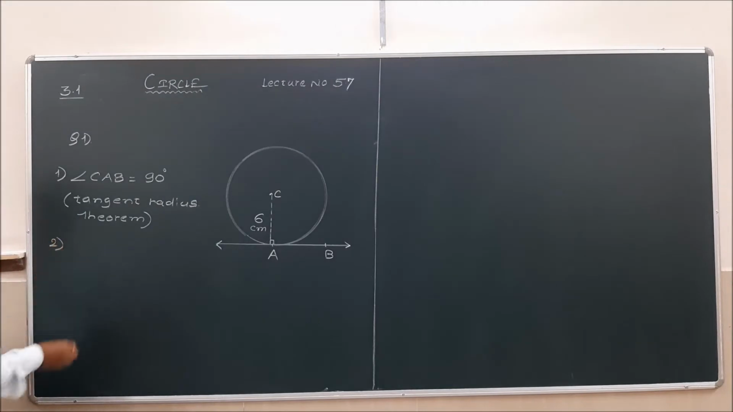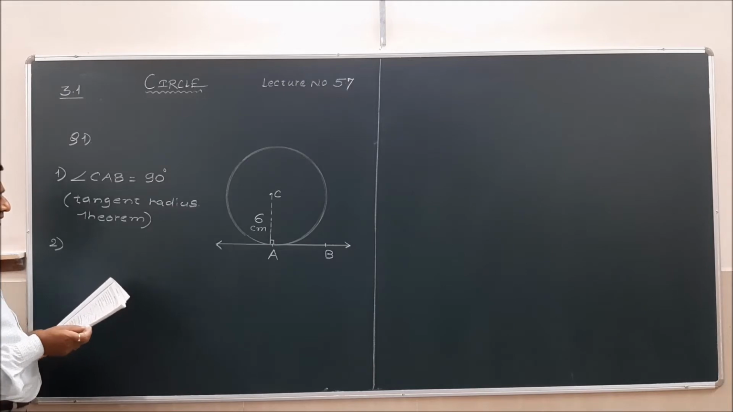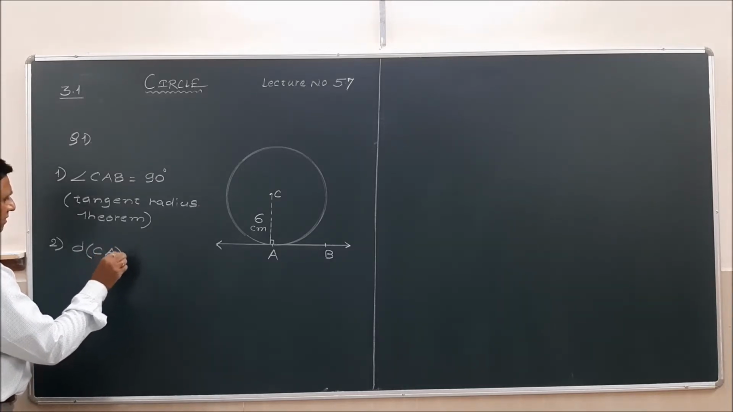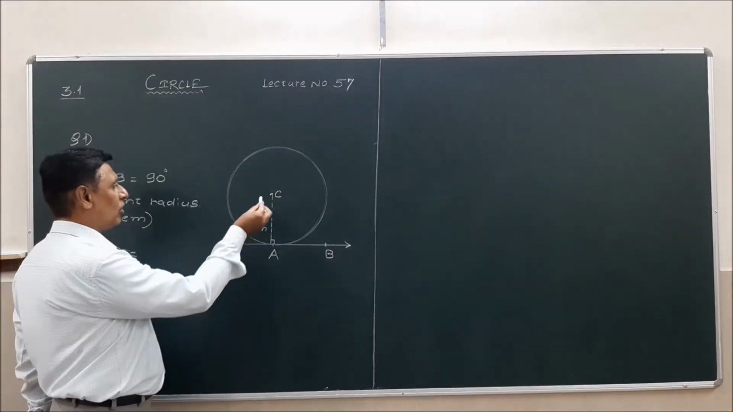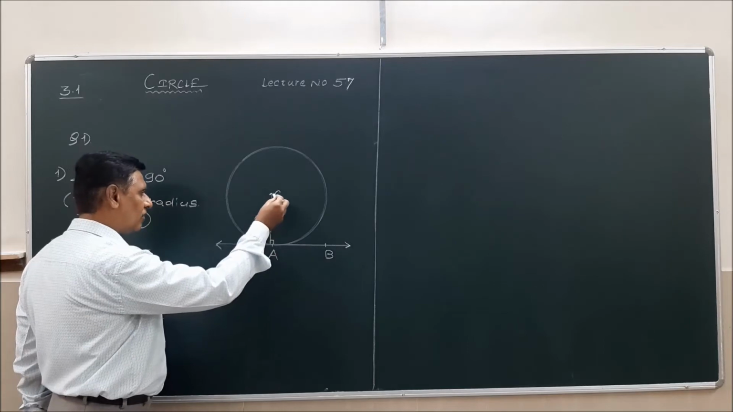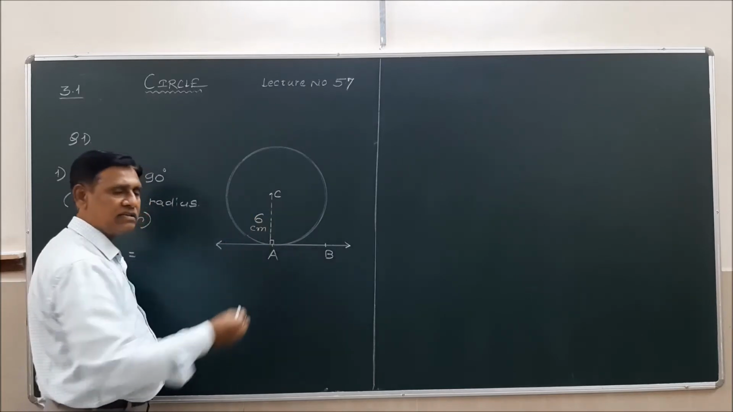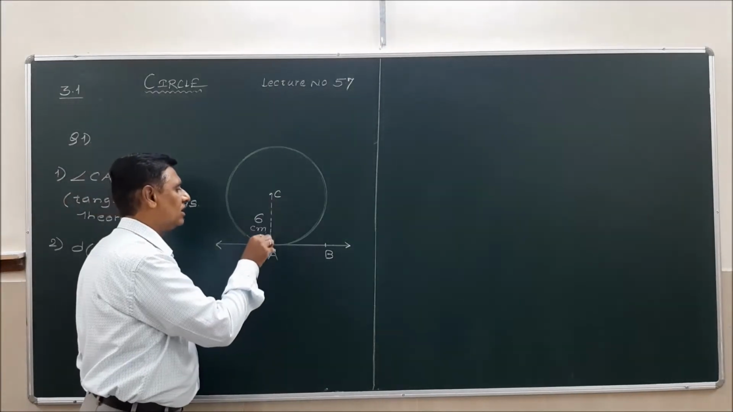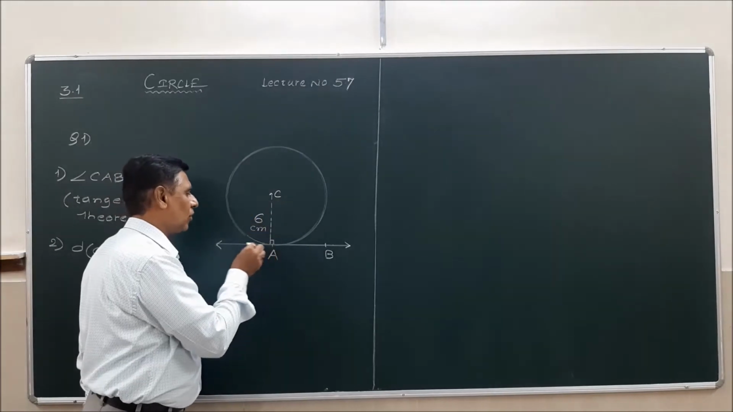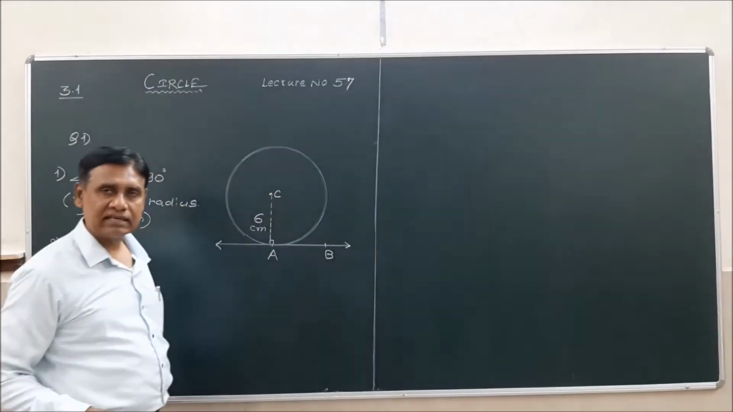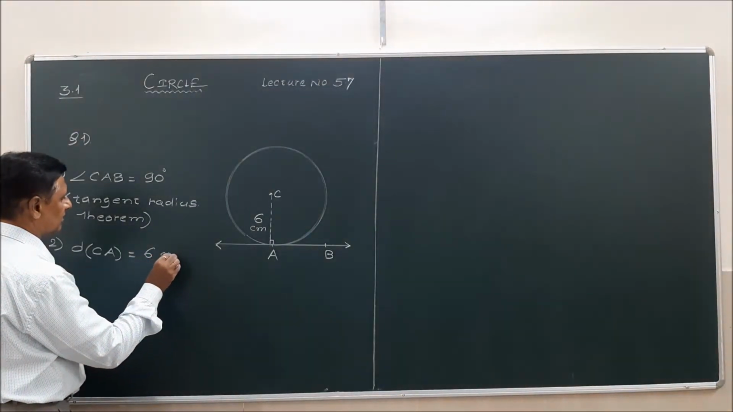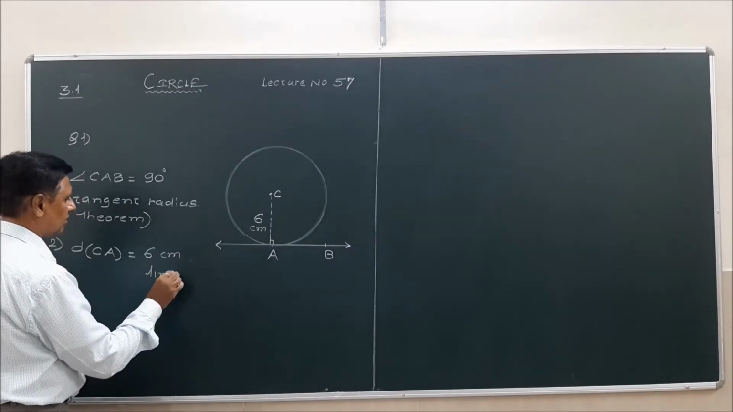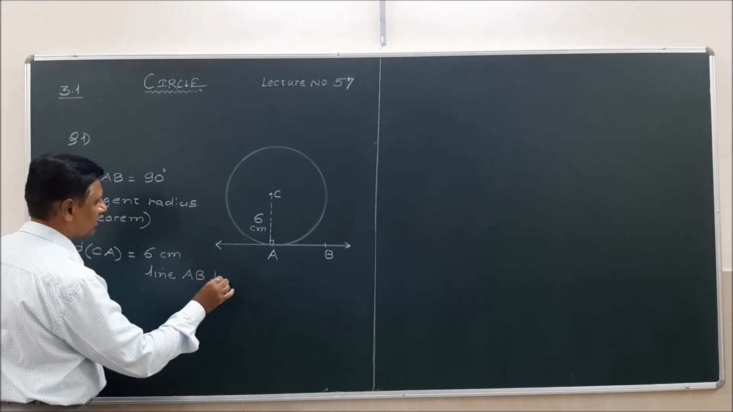Second one. What is the distance of point C from AB? Now you find distance is equal to the radius, and while finding out the distance, we always find out perpendicular distance. Therefore, this distance of point C from line AB is 6 cm. Here even you can mention that line AB is perpendicular to CA.